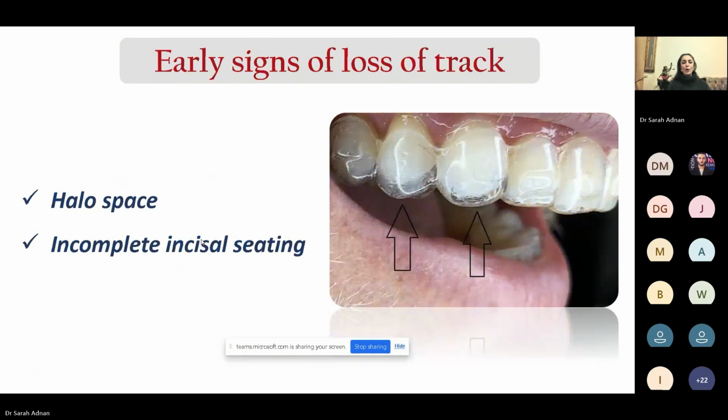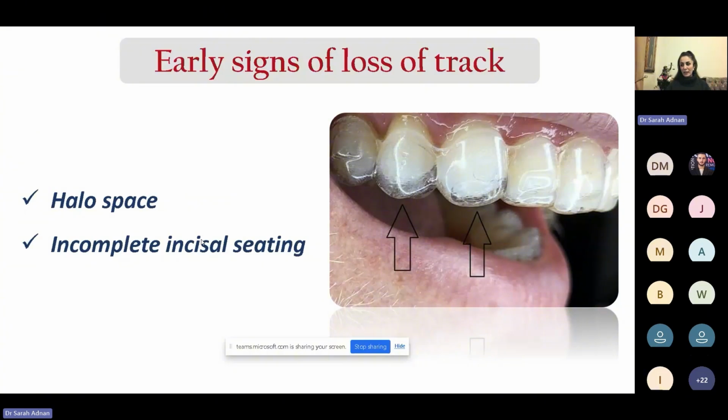So, what are the early signs of loss of track? Loss of track means that the tooth is not following the digital planning. What are the early signs of loss of track? The earliest sign of loss of track is called the halo effect. What is the halo effect? Halo effect means there is a gap between the tooth and the aligner, and your aligner does not fit exactly with the tooth, resulting in incomplete incisal seating.